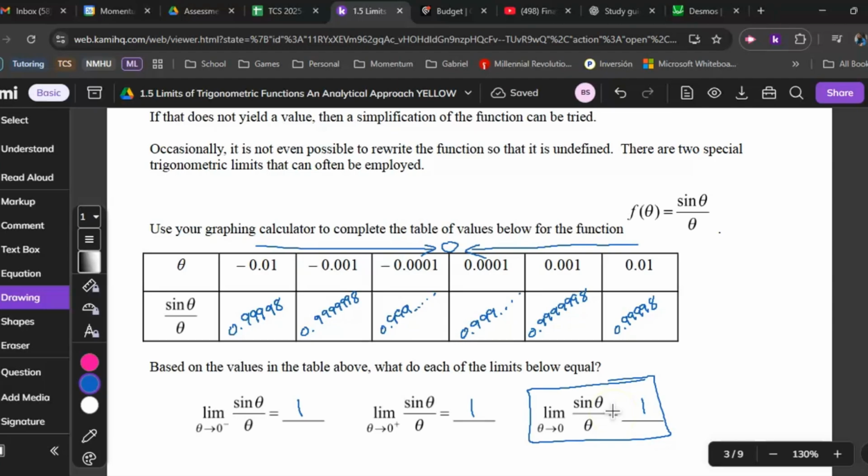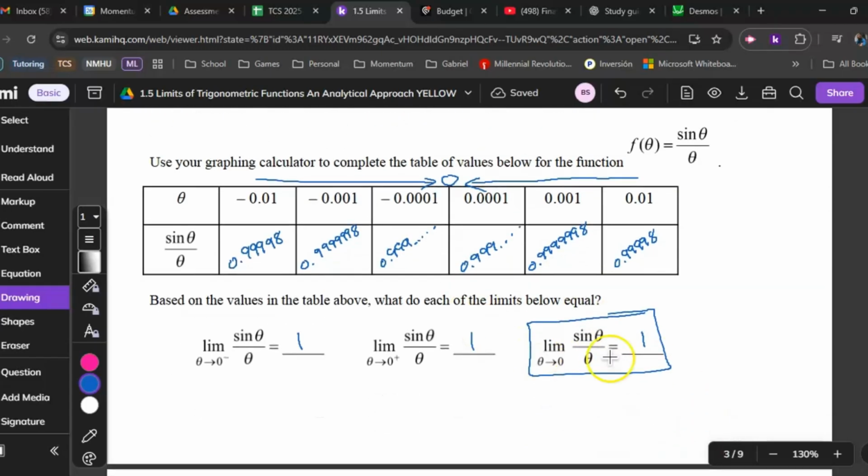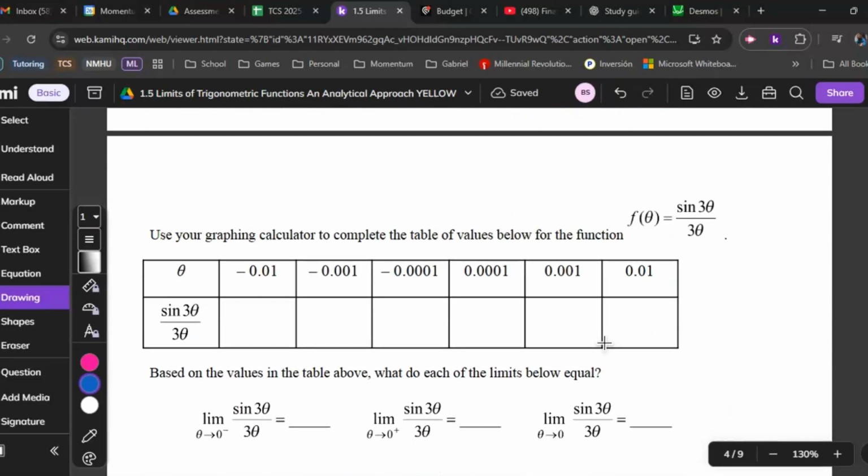Don't worry about it. You have to learn what the derivative is before you can learn what L'Hopital is. It's quite a ways away. So for now, we're just going to remember that. And then we're going to identify what happens if I have 3 theta over 3 theta? Anybody want to take a guess? If they approach 3.